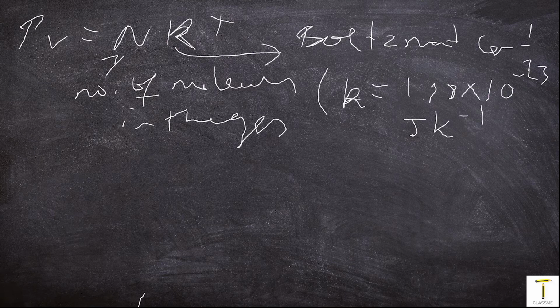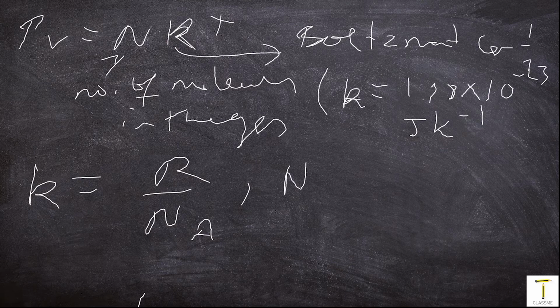R and k are connected through the Avogadro constant. We discussed R equals N_A k. Sometimes you need to find N, and N can be equal to n times the Avogadro constant, N equals n N_A. So this is the revision part, and we discussed the ideal gas equation of state, which relates pressure, volume, and temperature.